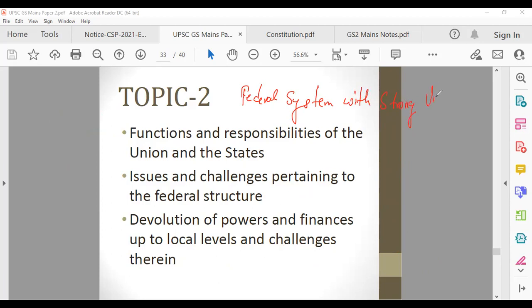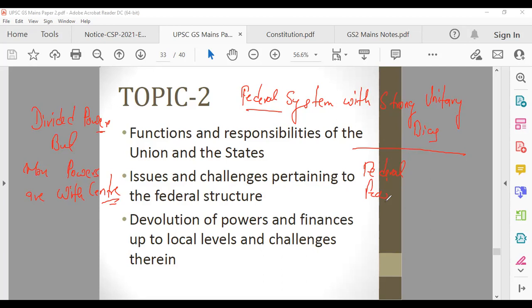Strong unitary bias means we have taken the best of both worlds. We have federal features. We are primarily federal. We have divided power, but more powers are with the center. Since we have taken the best of both worlds, our constitution or our governance system has both features. We have some federal features, and we also have some unitary features.